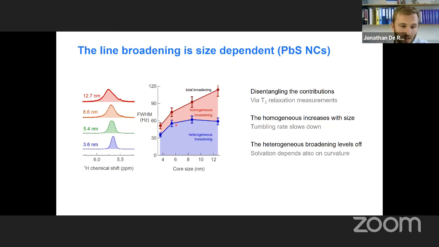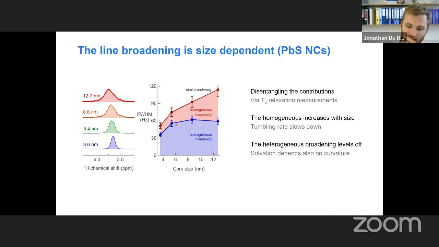And so you see that once the curvature is decreasing, you're actually increasing the heterogeneous broadening. You're increasing the ligand-ligand interactions. But of course, as soon as you have a flat surface, because you have a faceted nanocrystal, further growth of the nanocrystal is not going to change the heterogeneous broadening.